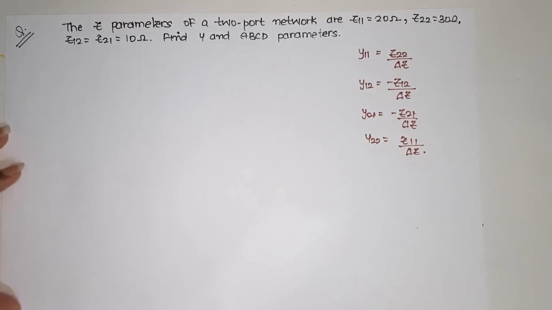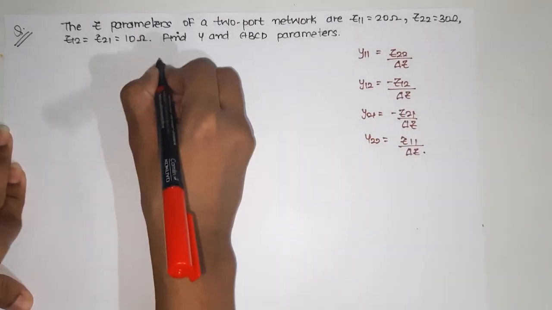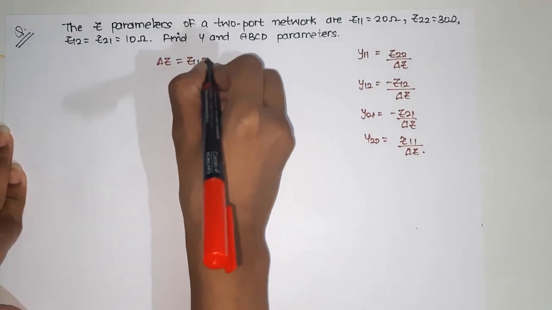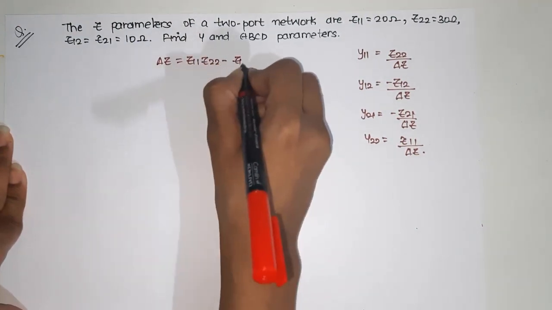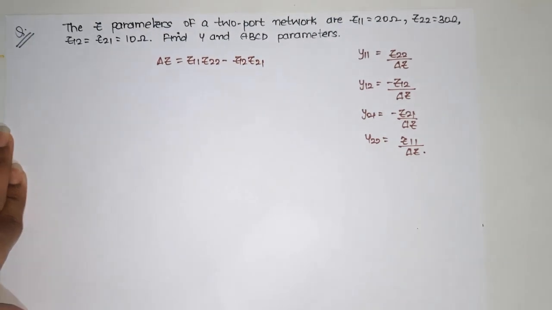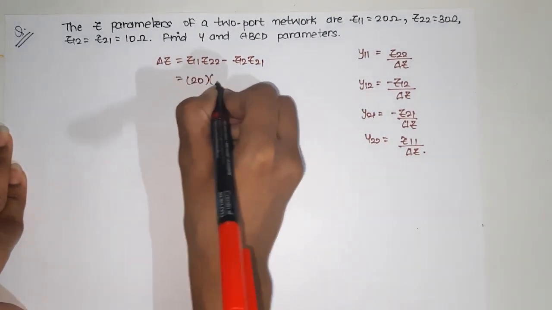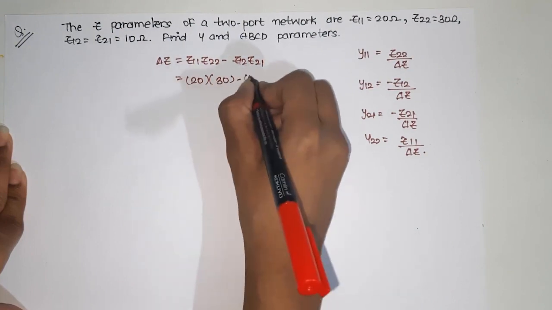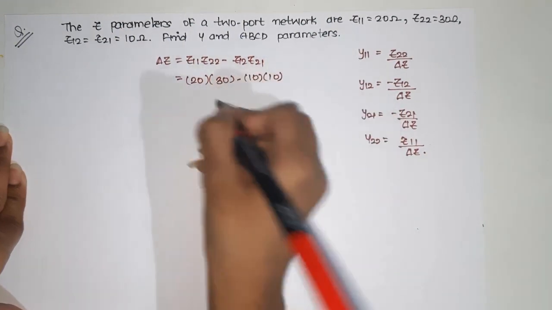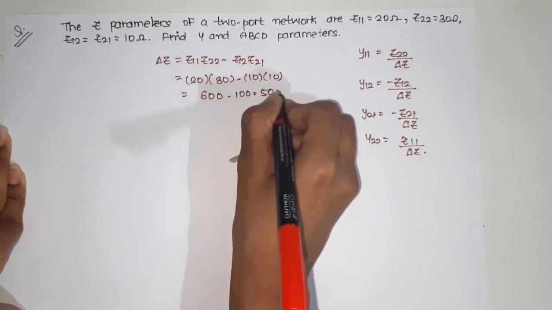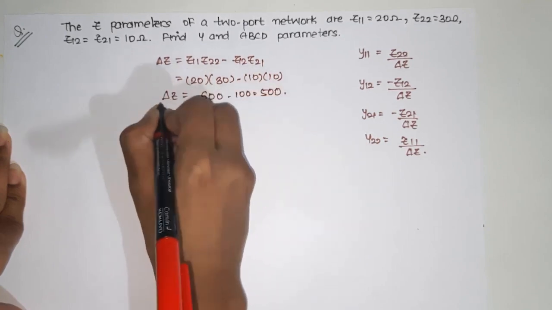So the first step is कि हमें delta z ढूंढना पड़ेगा. So let us write what is delta z. So delta z is equals to z11 z22 minus z12 into z21, right? Now all the parameters have been given. So z11 had 20 into 30 minus 10 into 10. So that is 600 minus 100, that is equals to 500. So delta z की value हमें मिल चुकी है.